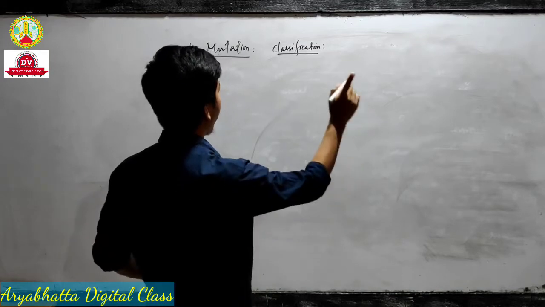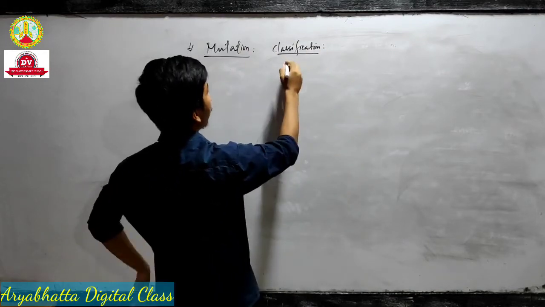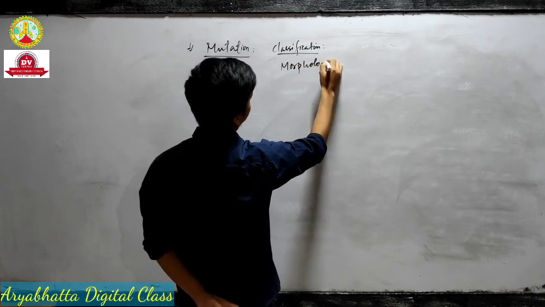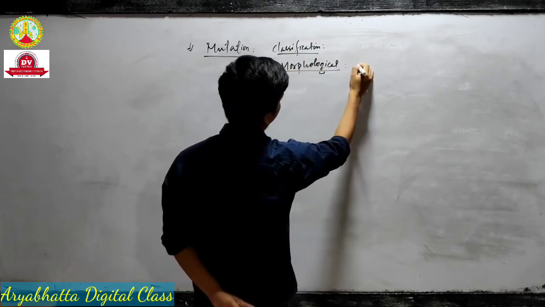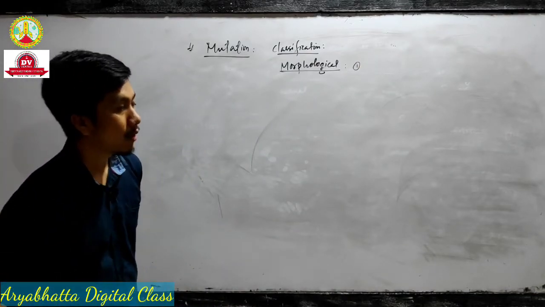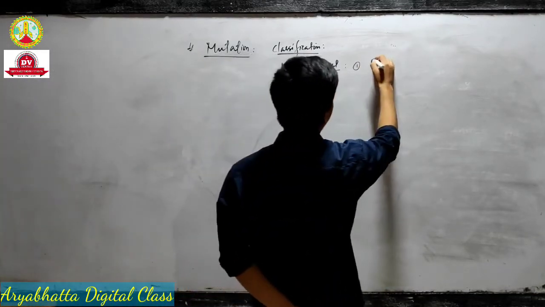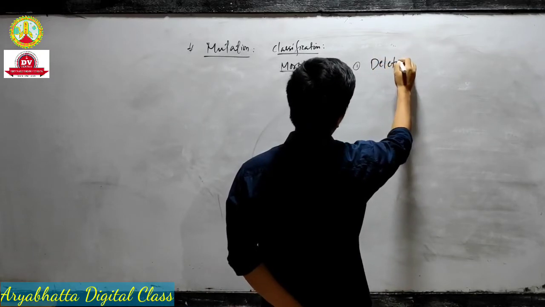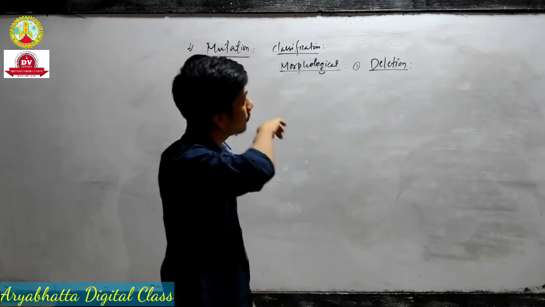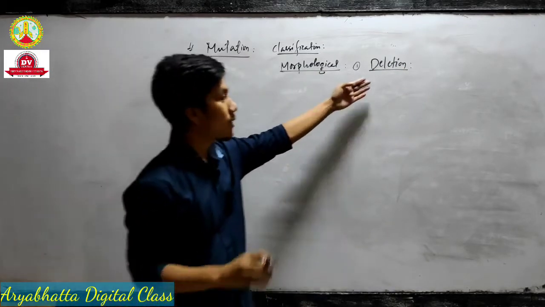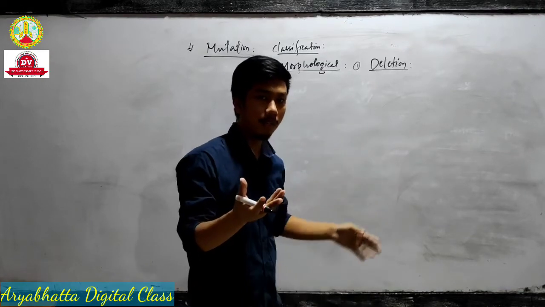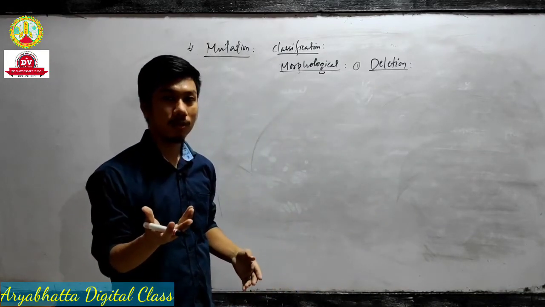Okay, morphological. So first, the morphological classification of mutation. Number 1, the first classification of morphological mutation, we take deletion. What happened here? Some part of the gene in a chromosome gets deleted, which results in mutation.